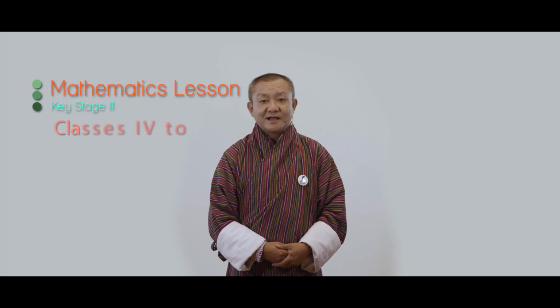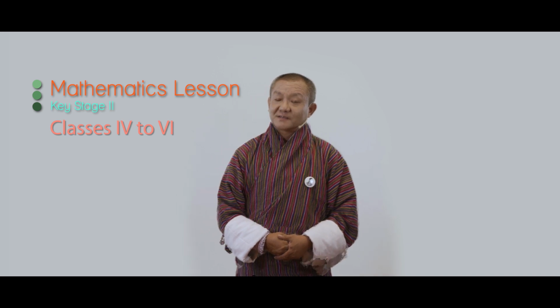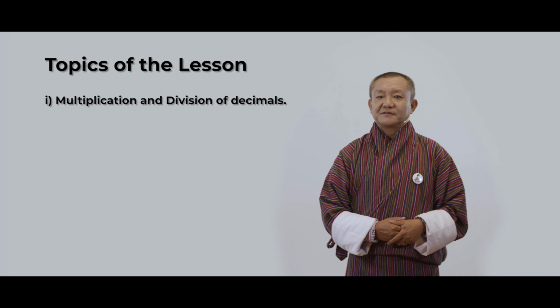I am Karma Tenzin, teacher of Dikiling Middle Secondary School, Sarbang Zongkhak. This is a mathematics lesson for Key Stage 2, classes 4 to 6. The topic for today's lesson is multiplication and division of decimals, order of operations.